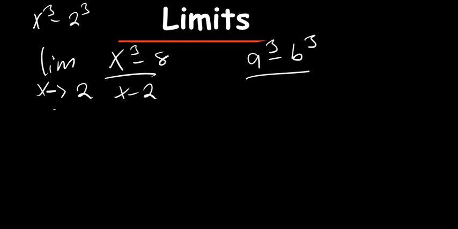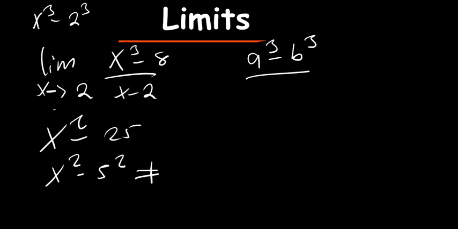I mentioned earlier x to the power 2 minus, what did we have, 25. So we said this is x to the power 2 minus 5 to the power 2. This is not the same as x minus 5 raised to the power 2. They are not the same. This is a difference of two squares. This is not a difference of two squares.